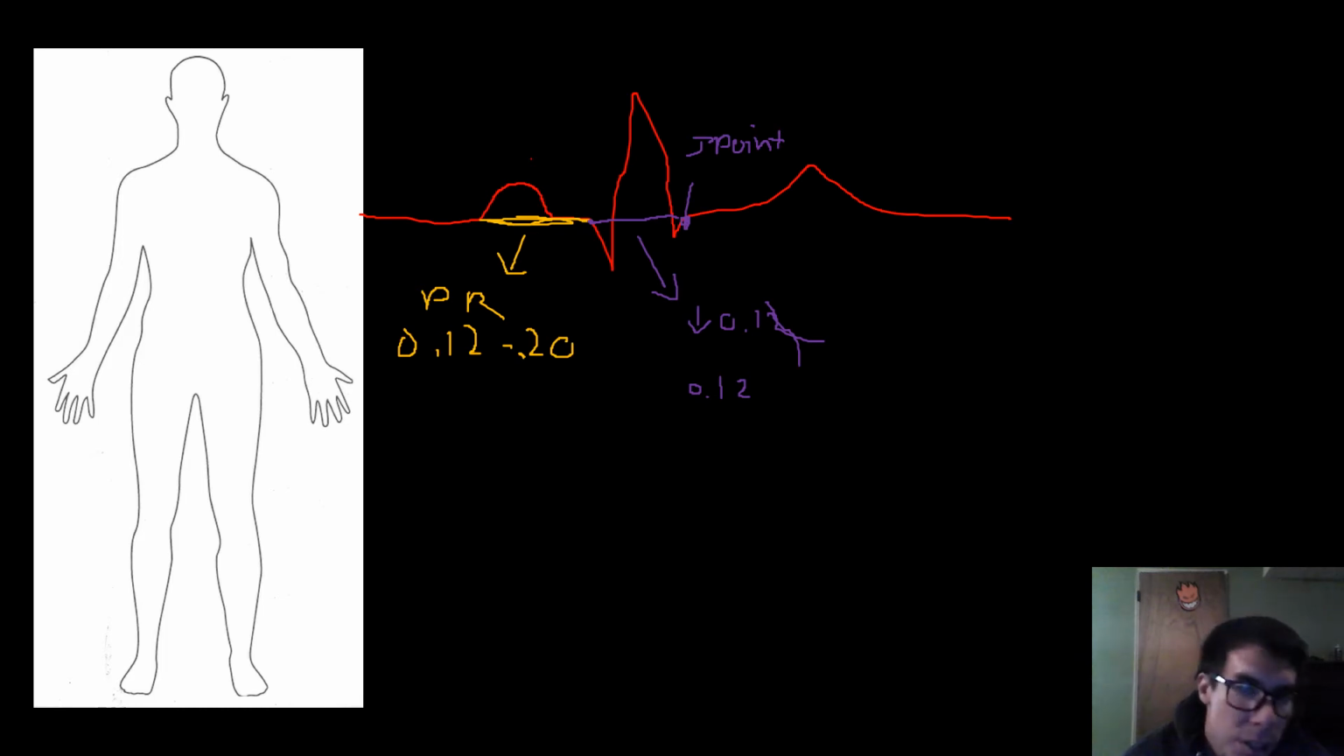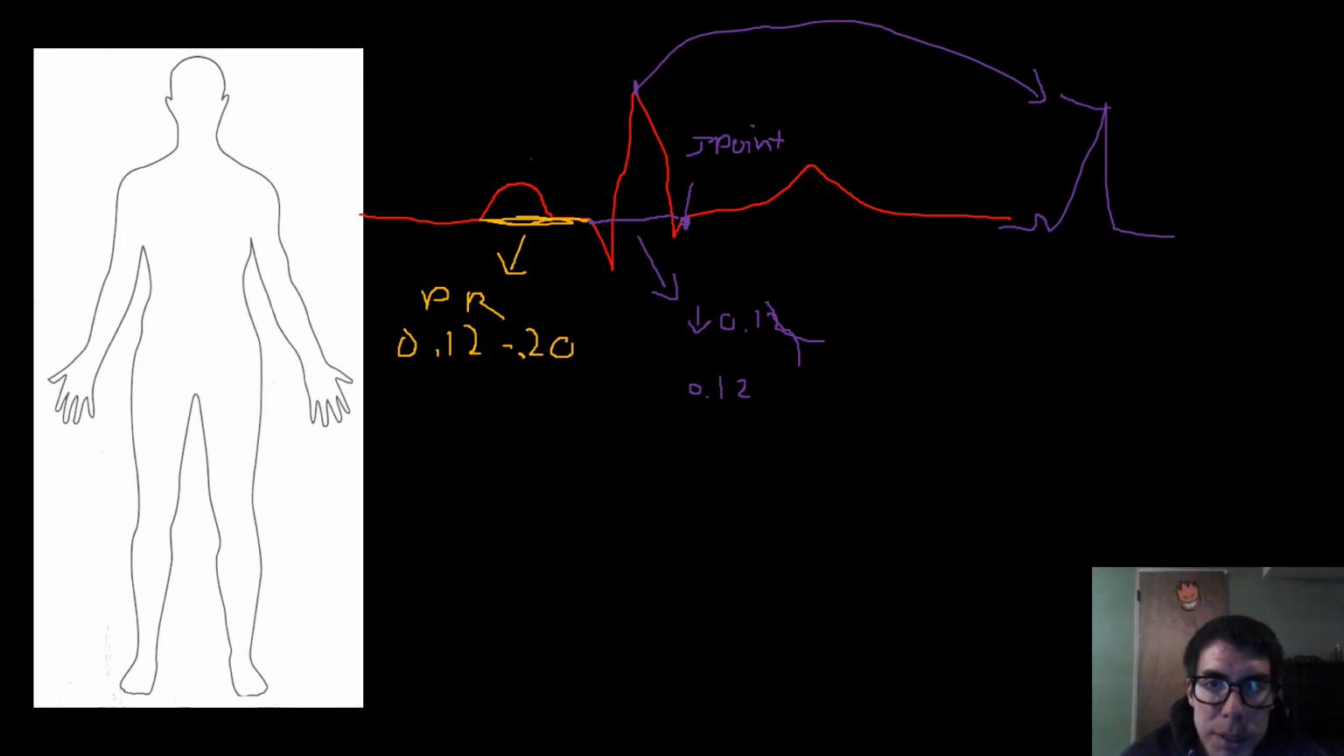There's also the RR interval, which would be the peak of this R wave here over to the next one on the next QRS. So boom, it'd be to there. So the RR interval helps you determine regularity.